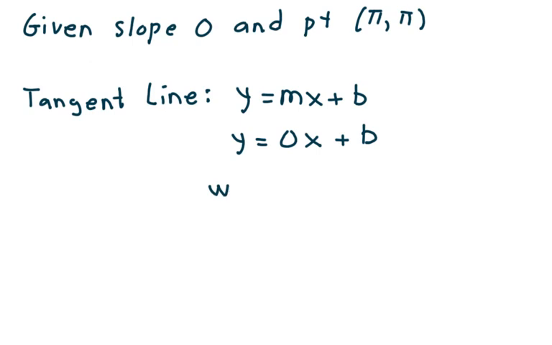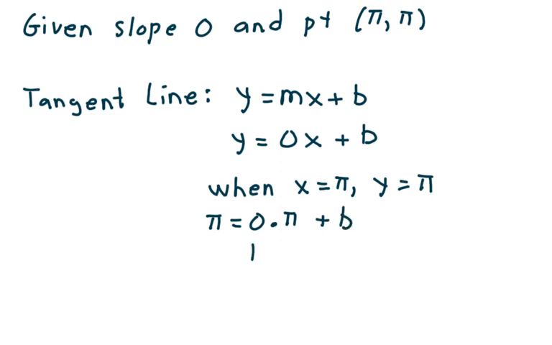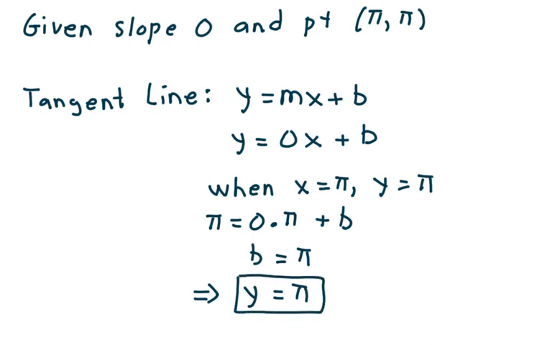Now, when x is π, y equals π. That's what it means to be a point on the line, right? It's got to be a solution to the equation of the line. And so π is 0 times π plus b. But that tells me b is π. And so what that says is y equals π. It's a horizontal line, right? And that makes sense because we want the slope to be 0.